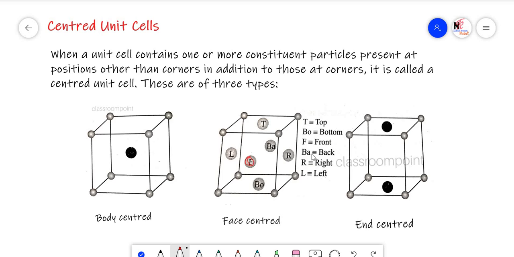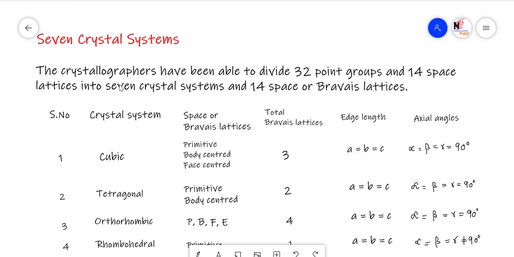So in all these cases, the constituent particles are present either at the center of the body or at the center of the face. Hence these are called centered unit cells. Now, the 7 crystal systems. The basic crystal systems are of 7 types, and these are further classified into 14 space lattices or Bravais lattices. Actually, 32 point groups are divided into 7 basic crystal systems and 14 space or Bravais lattices.